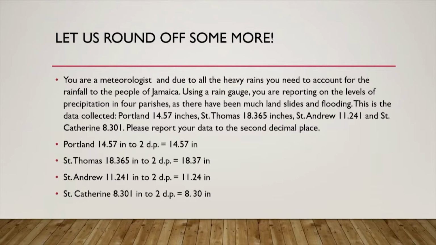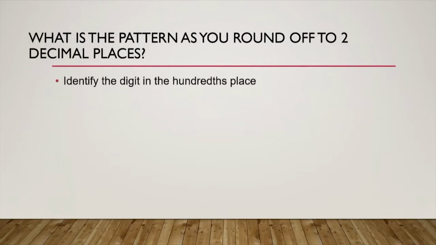So let's just look at that one last time. You'd see it for all the parishes, and you would have realized that all the numbers now have the decimal fraction in the hundredths because you're rounding off to the second decimal place. Awesome stuff. What is the pattern that we're seeing here? You guys should get it by now, but let's go through it together.